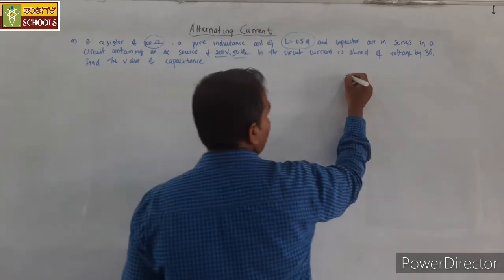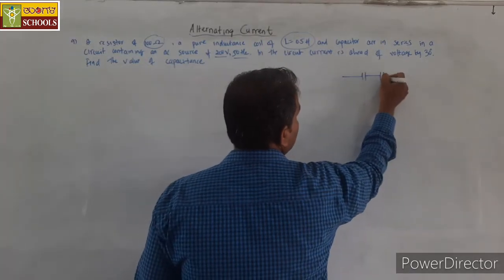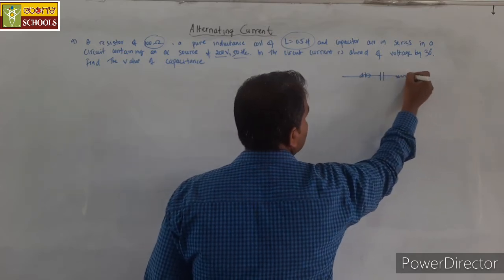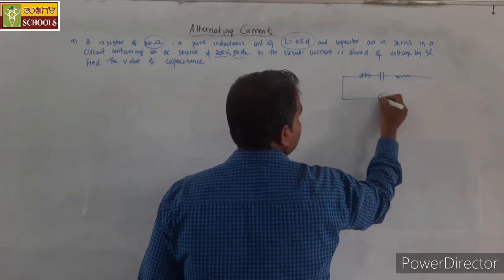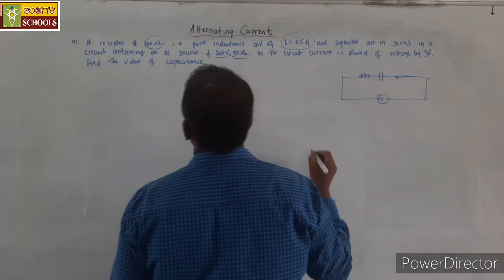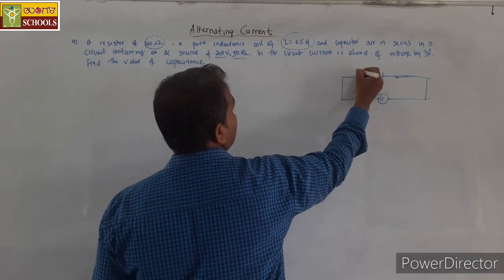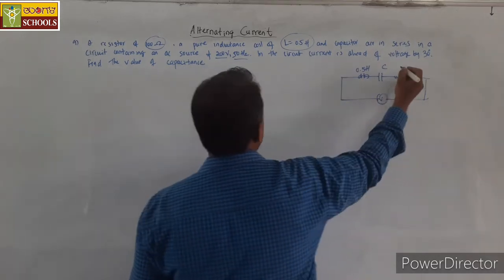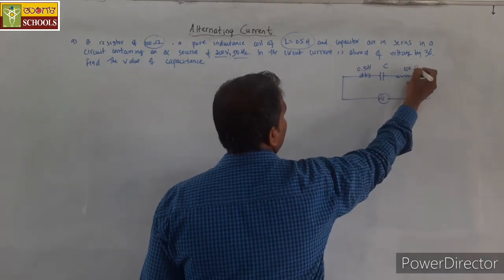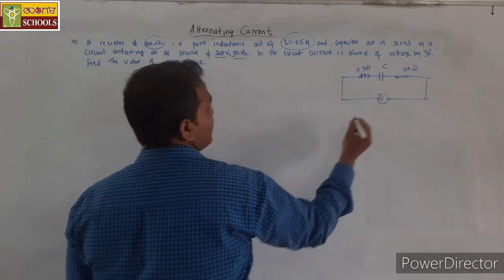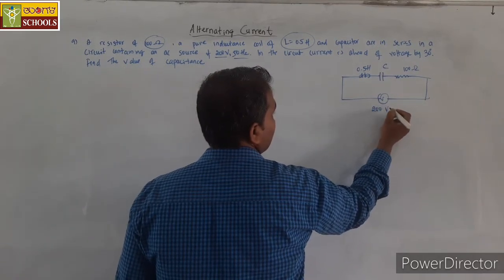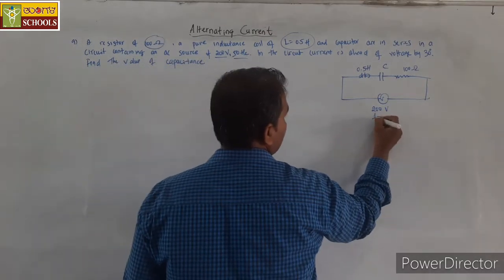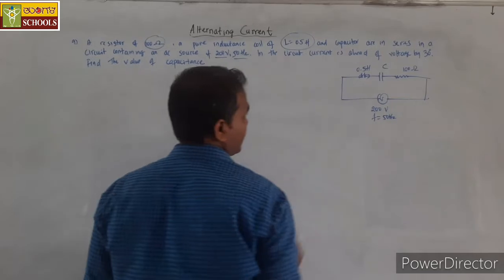Yes, we have a series LCR circuit like this. It is connected to the AC source of voltage. L is equal to 0.5 Henry. Capacitance we have to find out. Resistance is given to be 100 ohm. Then the voltage is given to be 200 volt. Then frequency f is equal to 50 hertz they have given.